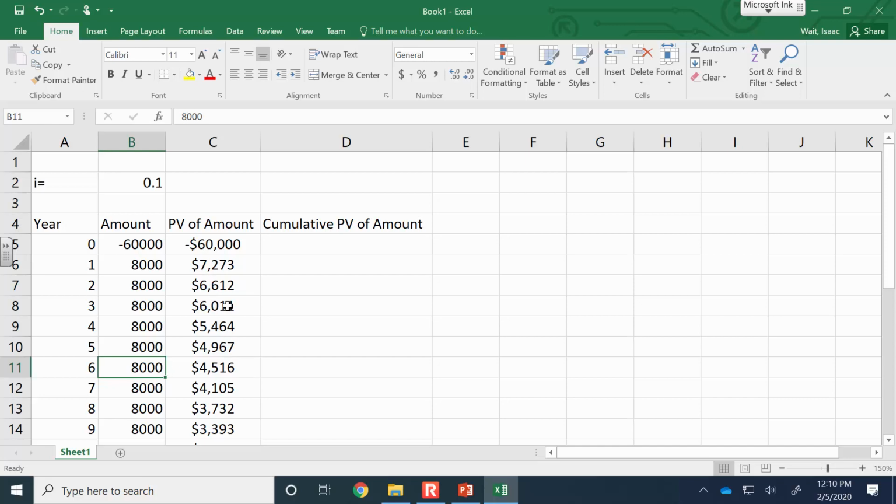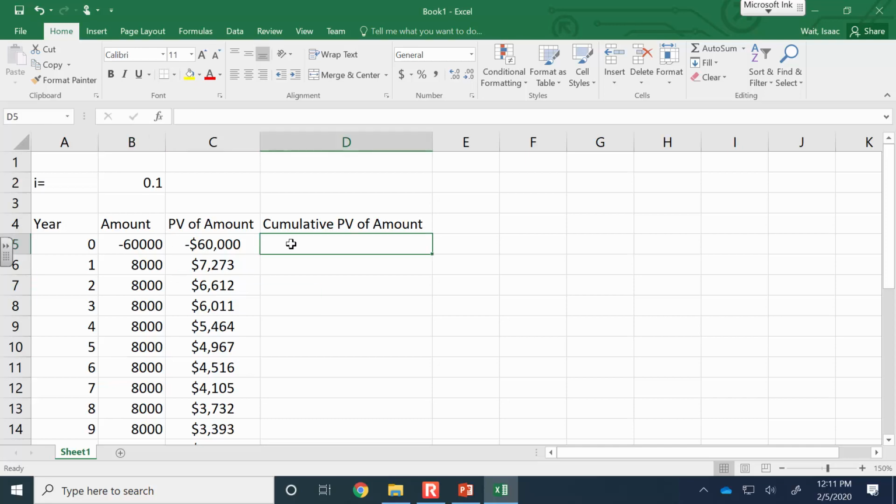And so the future revenues aren't worth as much today because of inflation. You know, things are going to be more expensive in the future because money isn't worth as much in the future.